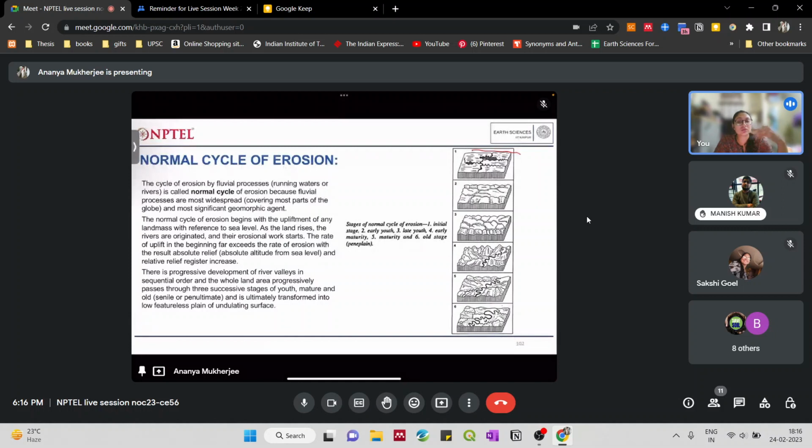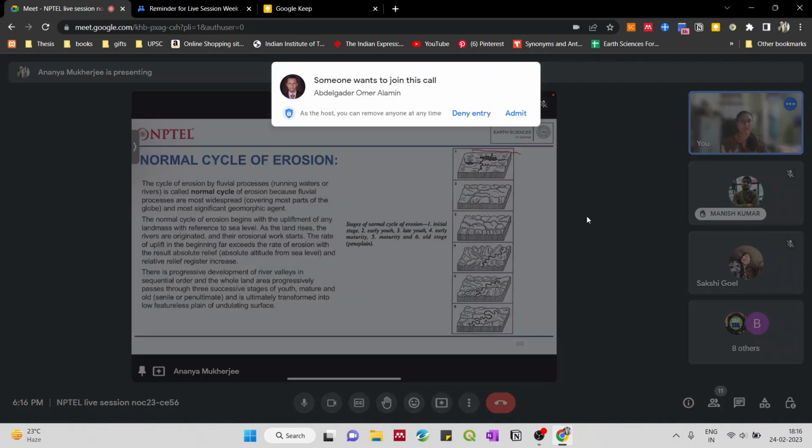Then through the stages, as I explained before, the erosion will start decreasing, and ultimately you will have a very lateral orientation of the features that we see, the low elevation area, more of the plain lands like floodplains and deltas. So this is the normal cycle of erosion that is followed by a river system. Now, one of the features that are formed due to this erosion is the river terraces.